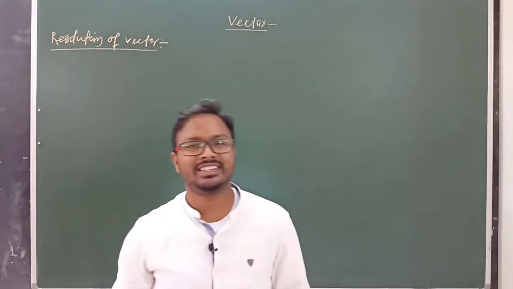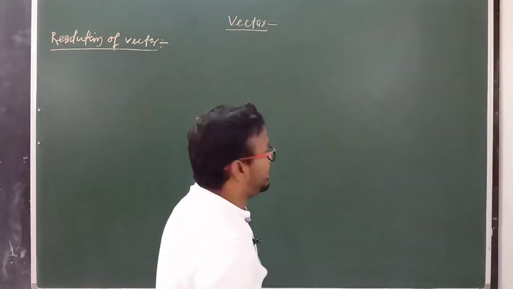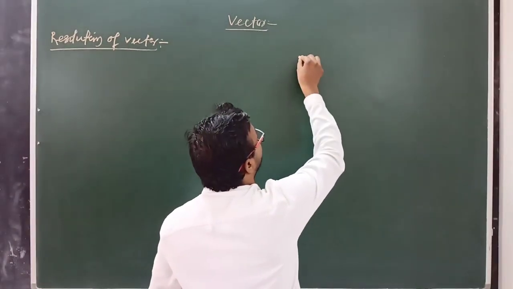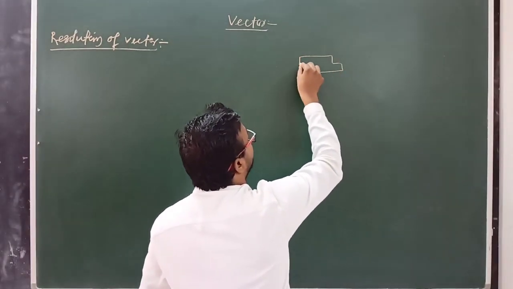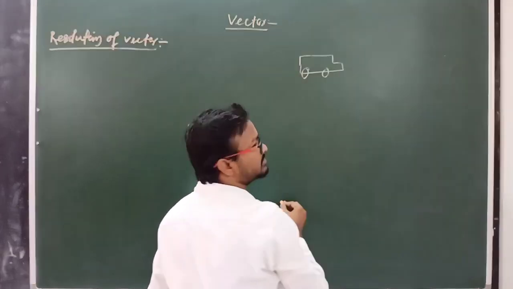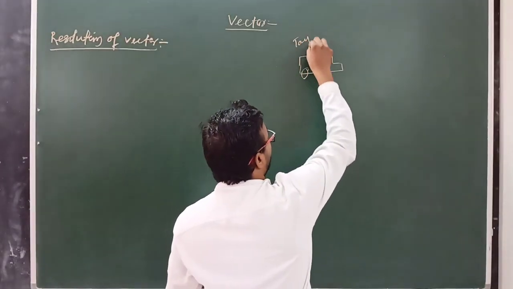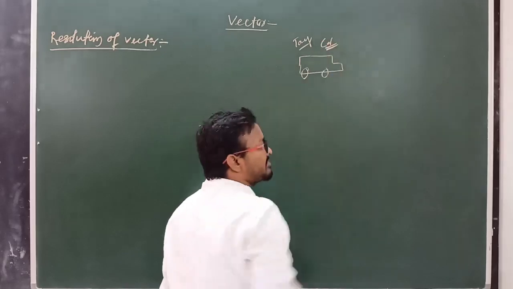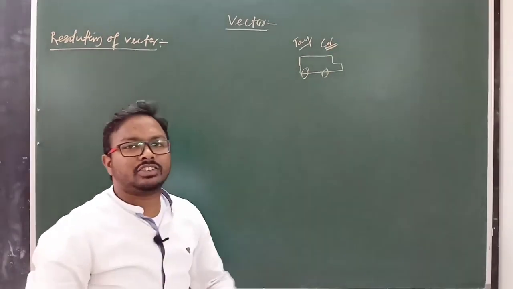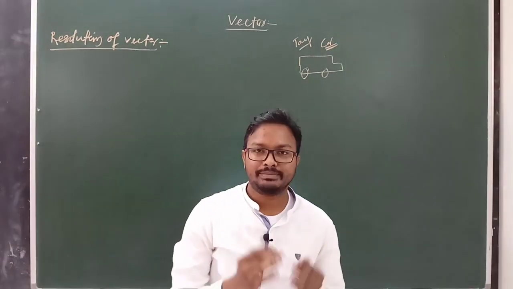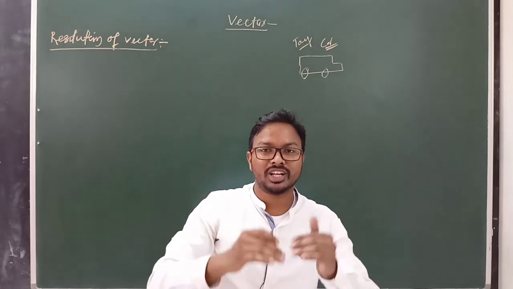Suppose I am taking one example. Suppose there is a car like this. One car is here. Suppose I have a toy and this is a car. It is easy to break the car, but it is difficult to combine or difficult to form a new car.